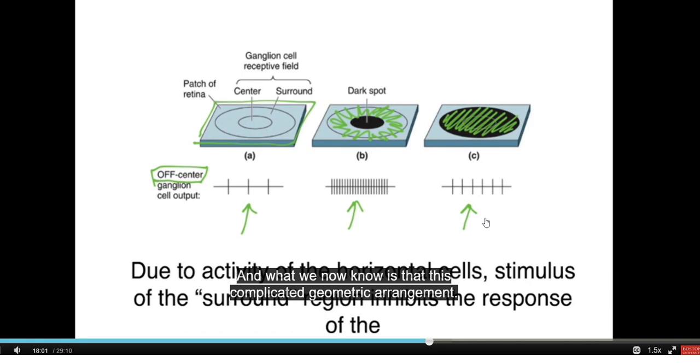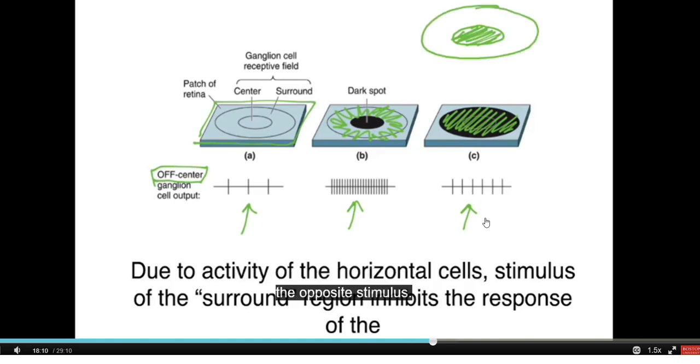And what we now know is that this complicated geometric arrangement, where stimulus in one central area excites the cell maximally when the opposite stimulus is presented in a region surrounding that central region, is caused by the activity of horizontal cells that define a surround region which inhibits the response of the central region.